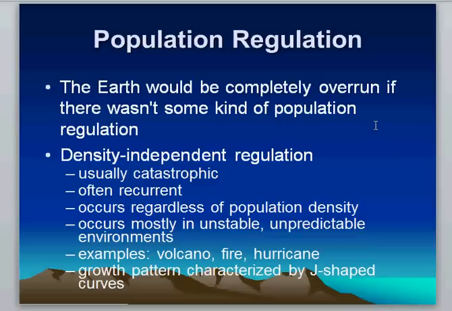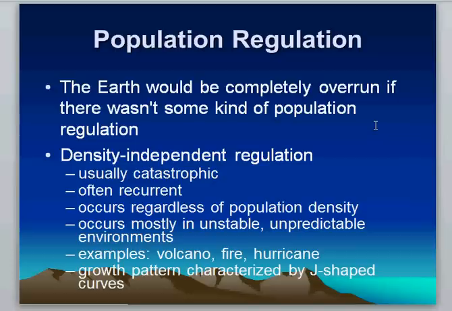Now, there are two main types of population regulation, and they both act to make sure that a population doesn't grow indefinitely. Okay, so there is some sort of limit to the population. And there are two main types of regulation. Now, these are two opposite ends of a spectrum, and many species would fall somewhere in between those two endpoints.